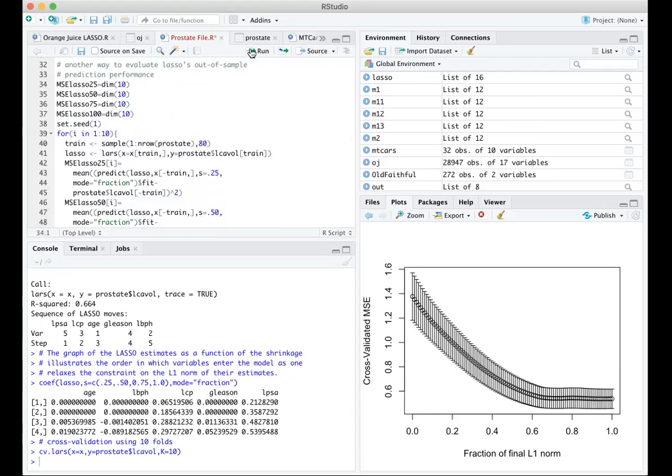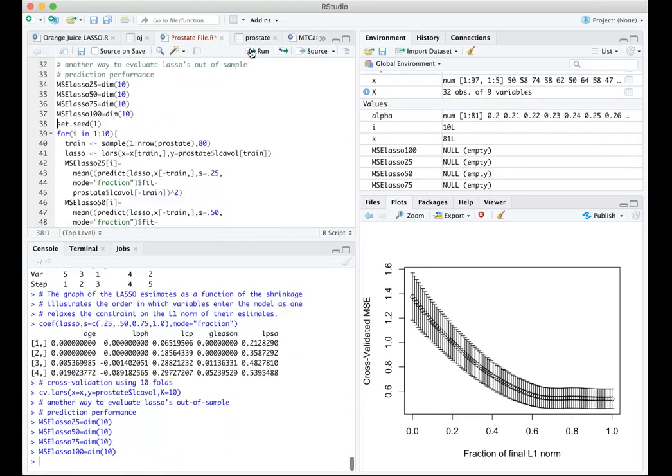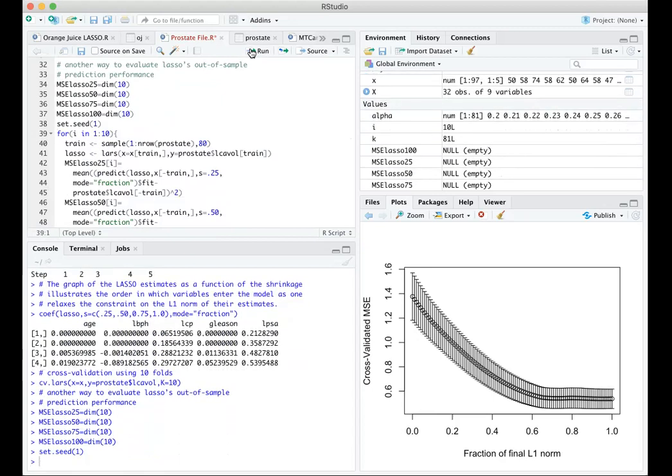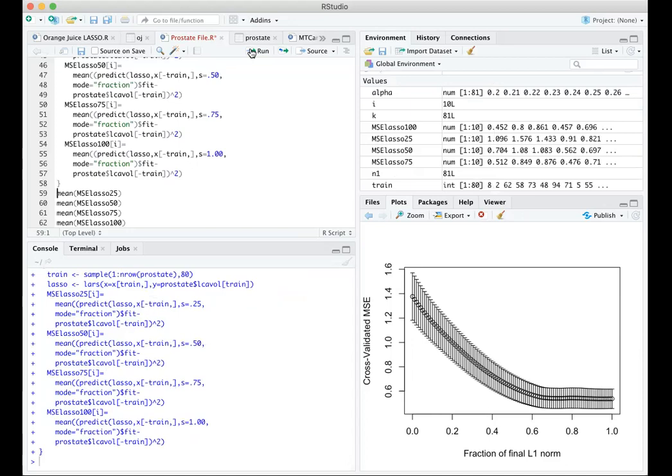We take it using the dimensions to be 10, and we check 25, 50, 75, and 100. We set the seed, and then for i in 1 through 10, we set up the train in the lasso, and we check every MSE of the lasso using the mean, the model, and the fit. Now we can check each mean.